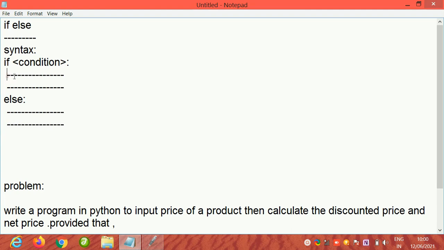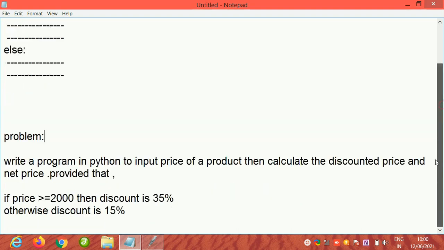So these are the statements available inside the if block or if body, and these are the statements available inside the else block or else body. So here you have to specify if condition, then colon, then your statements, then else, colon, then your statements.